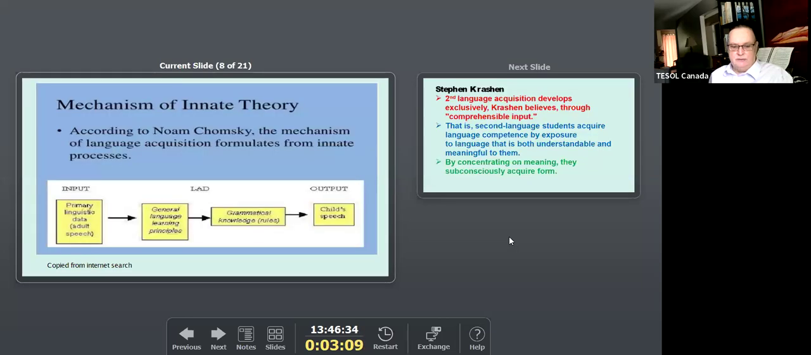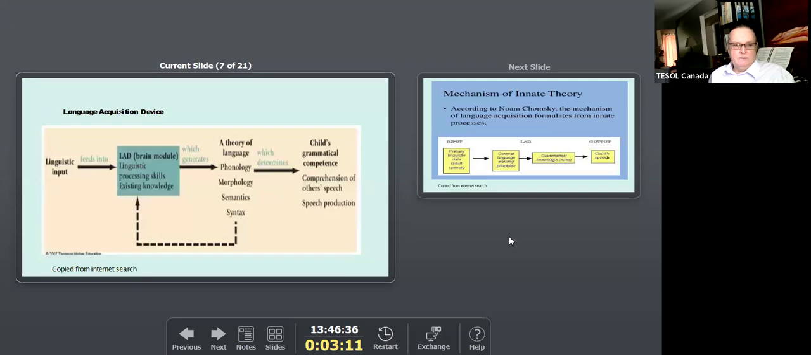Noam Chomsky's acquisition device. Here's a drawing of it that I copied from the internet. You notice I have my little reference right down here at the bottom, copied from internet search. It's always important to identify where you've copied it from or the fact that it is copied from someplace. That avoids any confusion with people thinking that it's your own material.